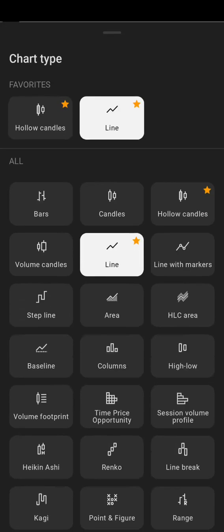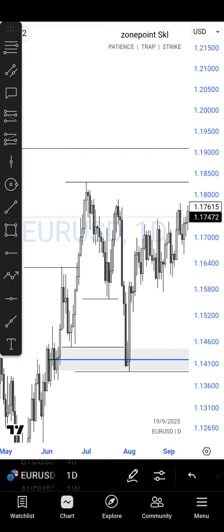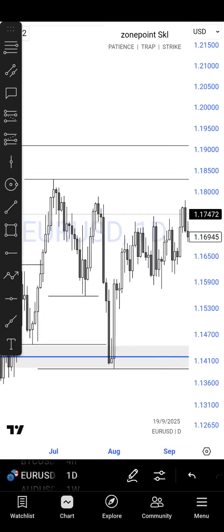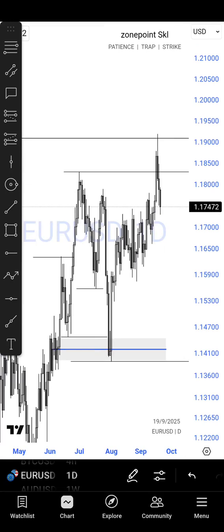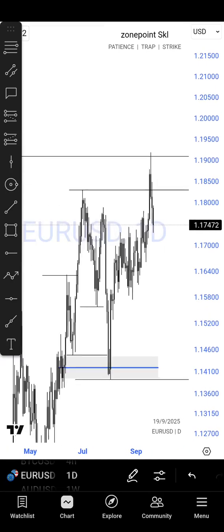So let me change this to line. And what do we see? Price did what? It reacted from that level and closed below. Did you see it? So it gives us a new range here also.